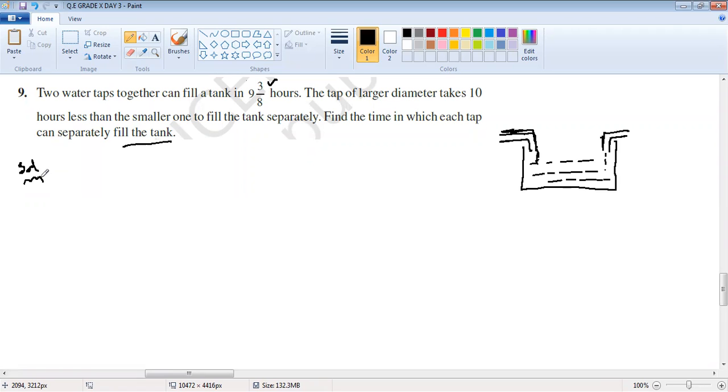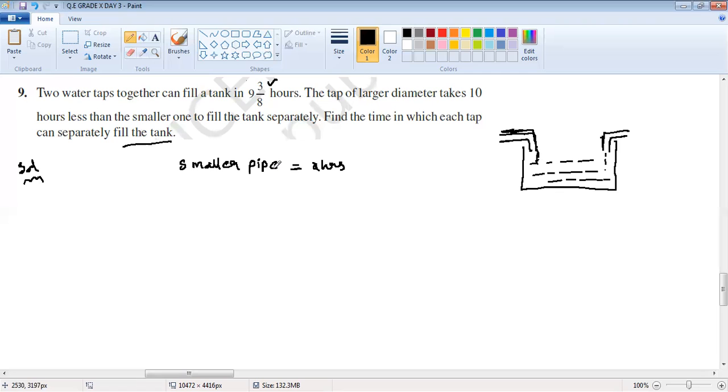Sir, can we take the smaller tap to fill the tank completely in X hours? Yes, we have to take it. So let the time taken by the smaller tap to fill the tank completely be X hours. The work done by the small tap in 1 hour is 1 by X. The smaller pipe will take X hours, right? Yes, sir.